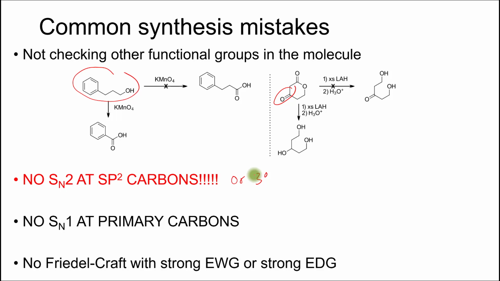And lastly, you cannot do a Friedel-Crafts reaction with strong electron withdrawing groups or strong electron donating groups. So if we have a nitro group on the benzene ring, you cannot do a Friedel-Crafts, and you can't do one with an OH or a phenol.